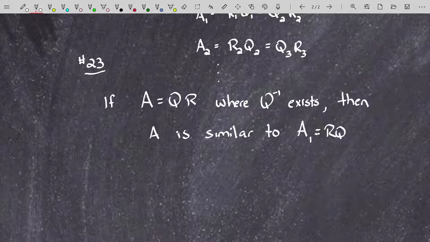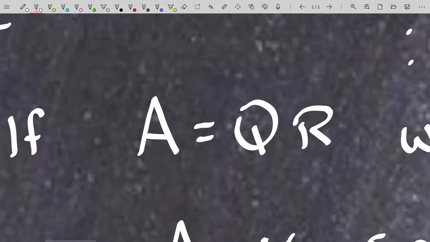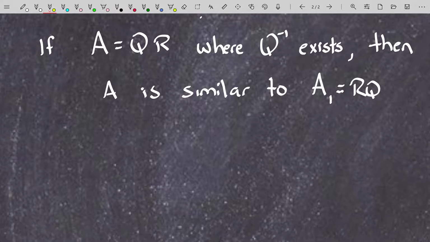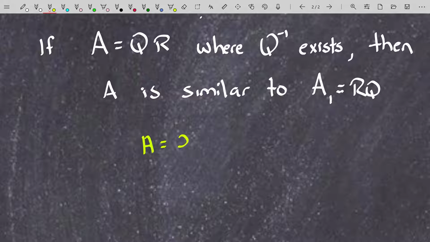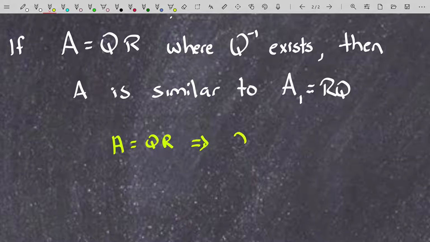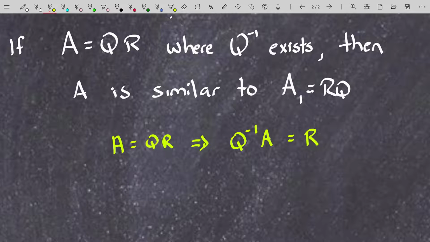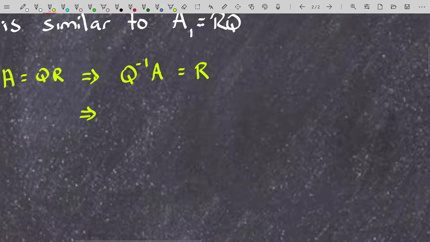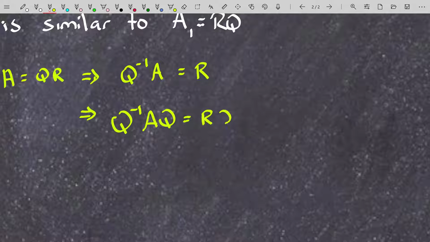Now, if A is equal to QR, here comes my work. I'm going to write my work in yellow. If A is equal to QR, that implies, since Q is invertible, that Q inverse A is equal to R. I hope that makes sense. And if I multiply both right-hand sides by Q, then I get the following: Q inverse A Q is equal to R Q, which we're defining to be A sub 1.